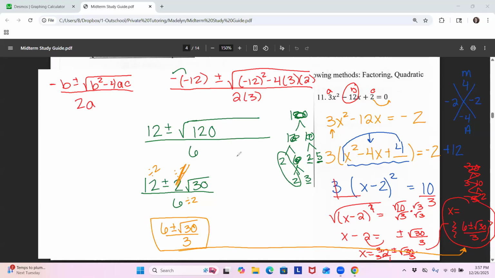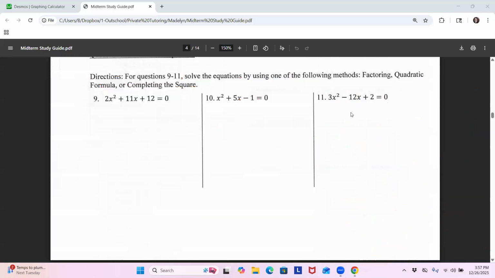Okay, done. That page. My pen is starting to be weird again, which is so frustrating. I'm sorry.